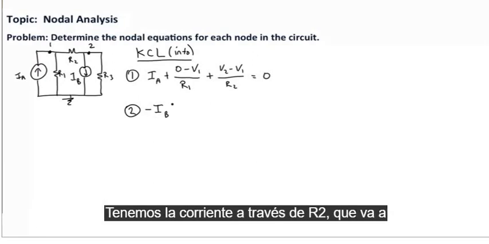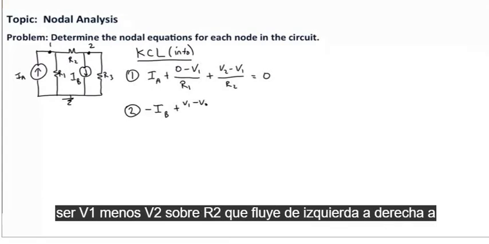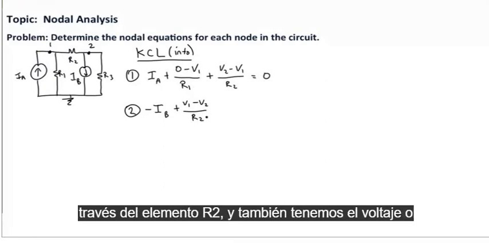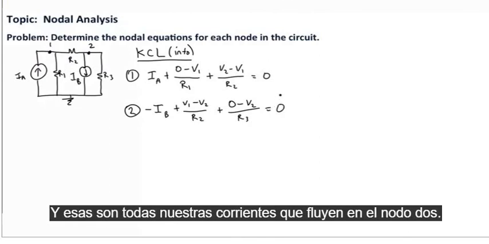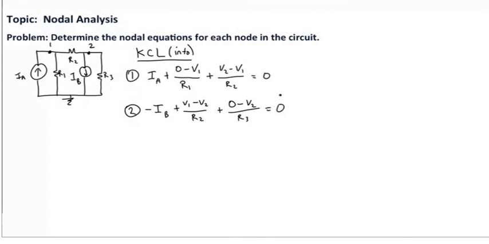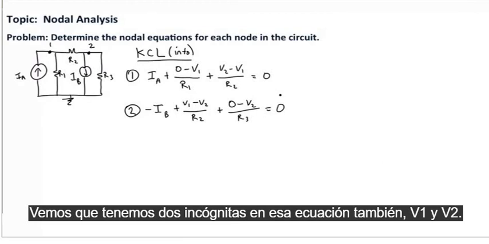We have the current through R2, which is going to be V1 minus V2 over R2, flowing left to right through element R2. And we also have the voltage, or the current, flowing up through R sub 3, which is going to be the ground node, 0, minus V2 over R3, and that's all of our currents flowing into node 2. We see that we have two unknowns in that equation as well, V1 and V2.